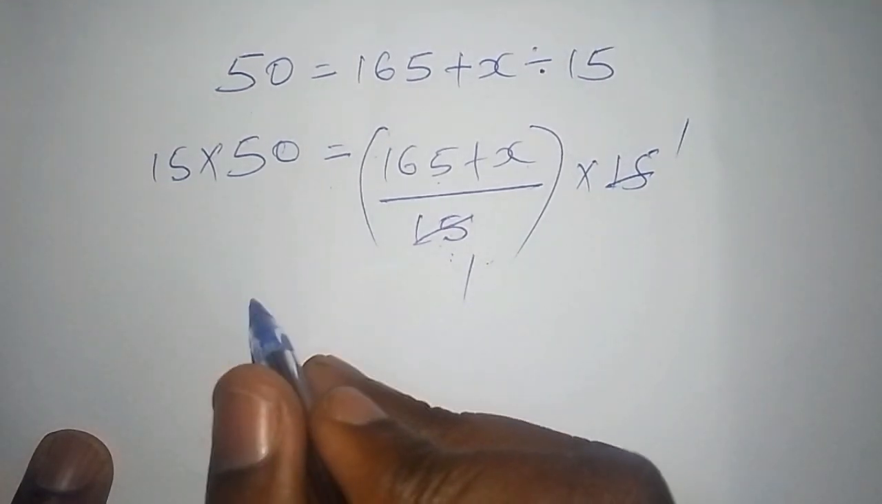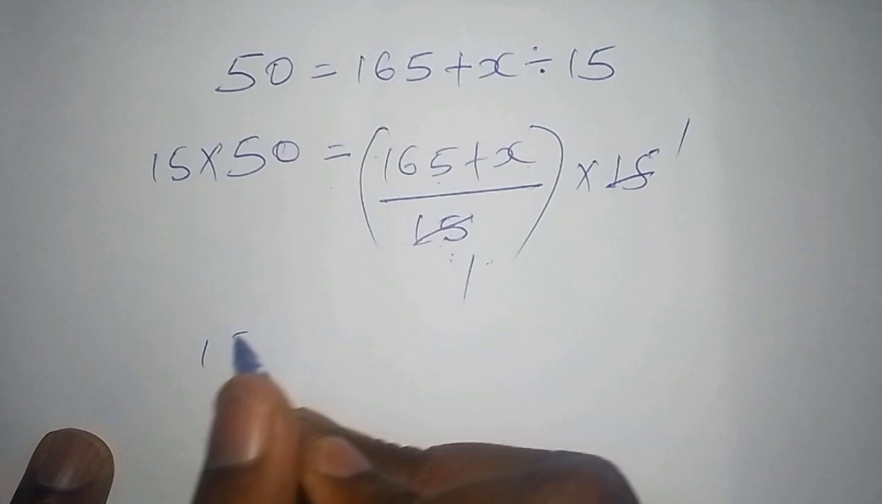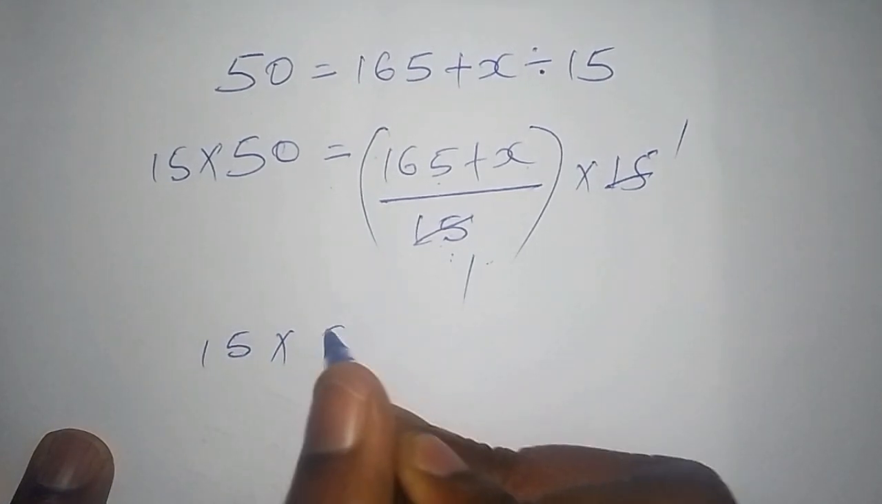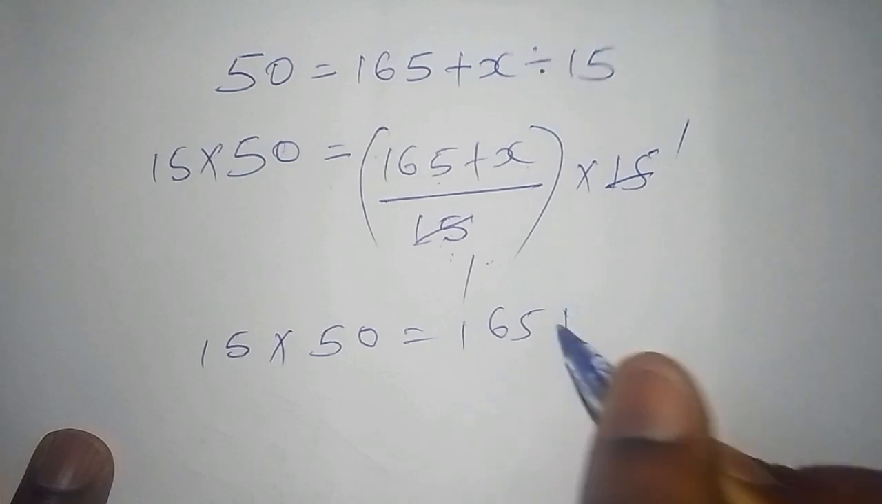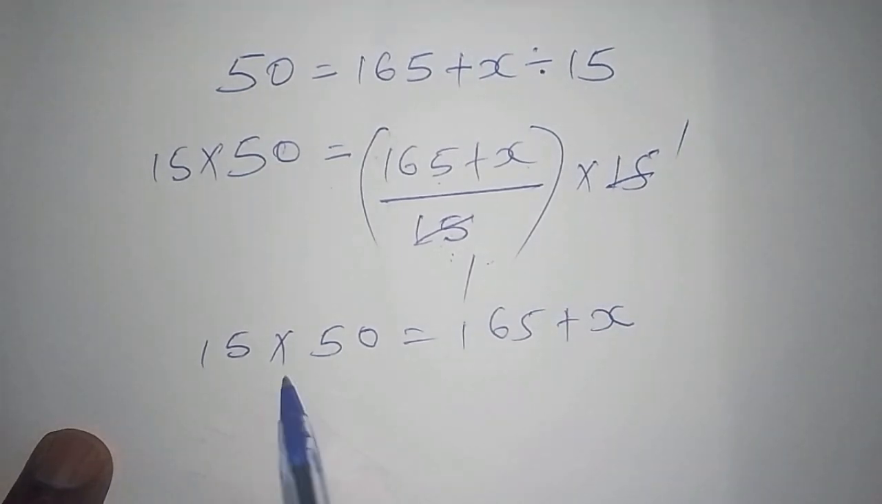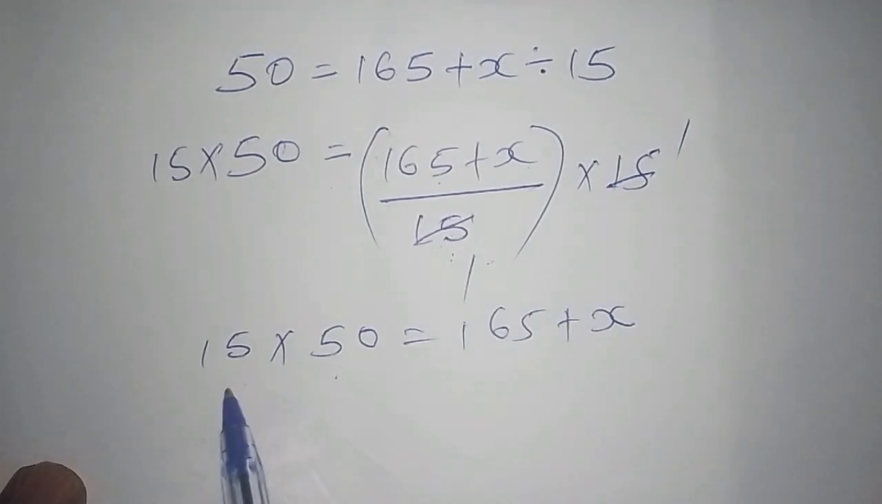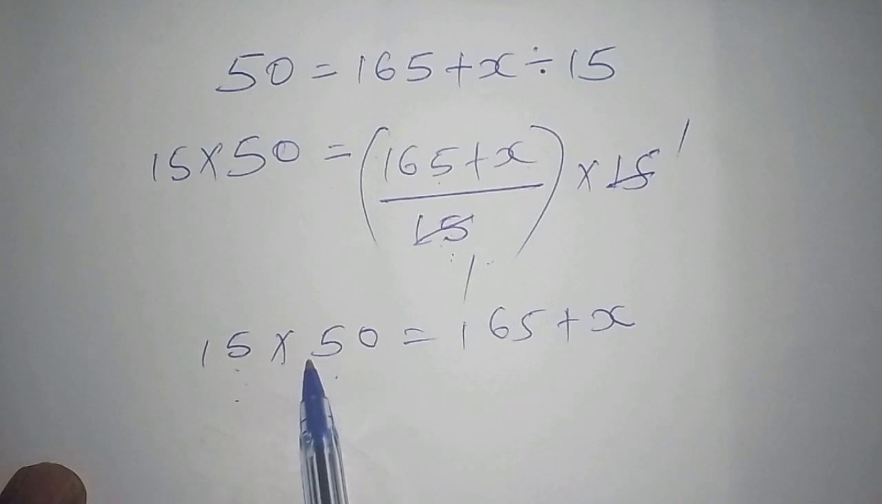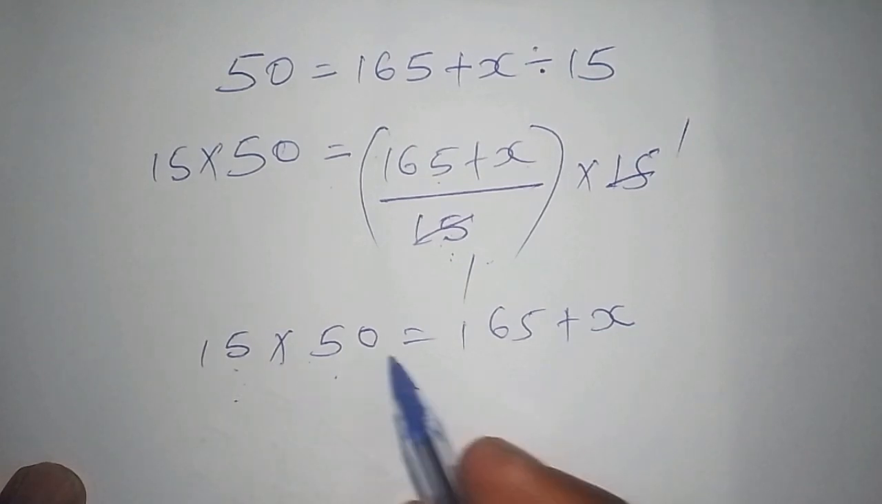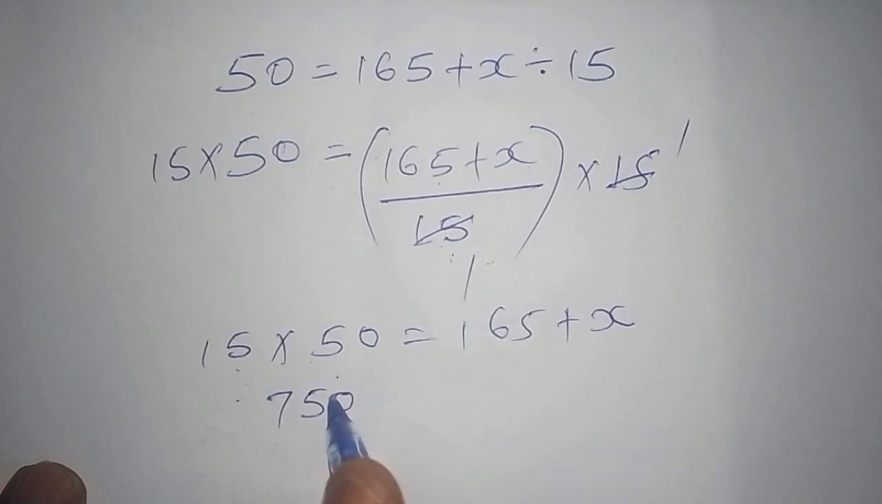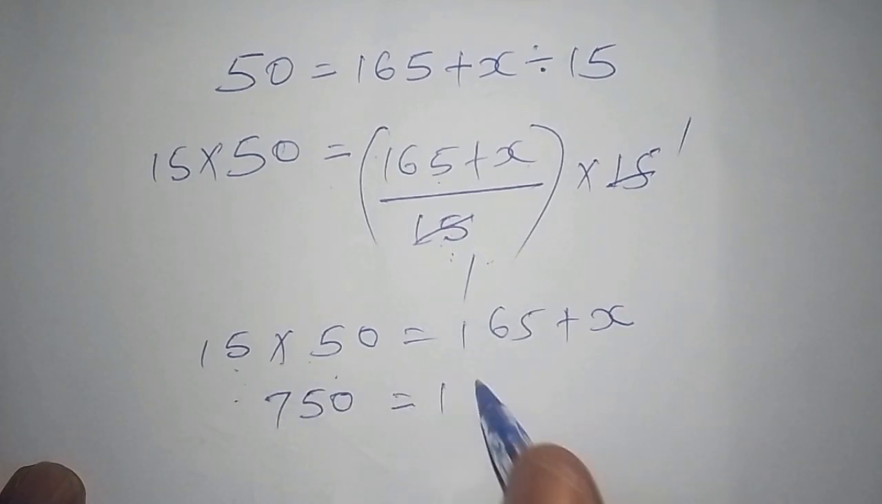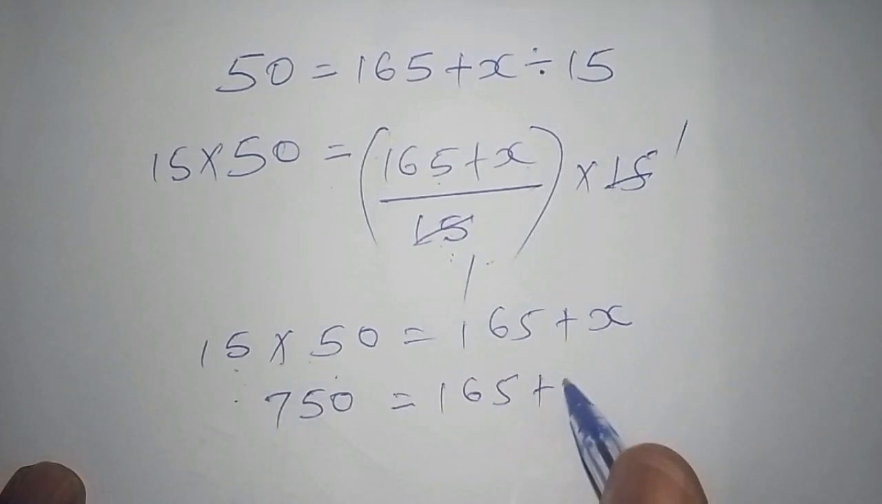So from there we have 15 multiplied by 50, which is equal to 165 add to x. So from there we work out this operation, that is 15 multiplied by 50. So we shall have our answer here as 750. So 750 is equal to 165 add to x.